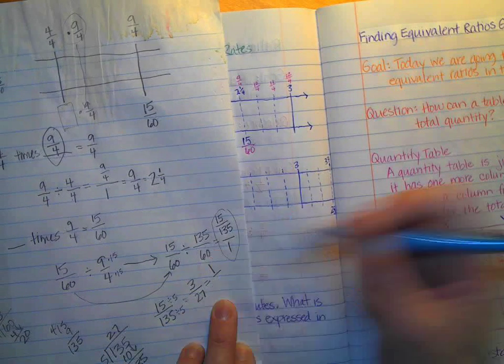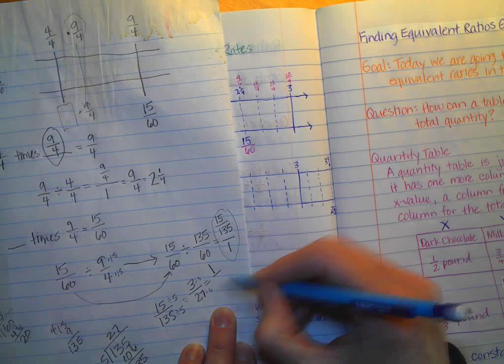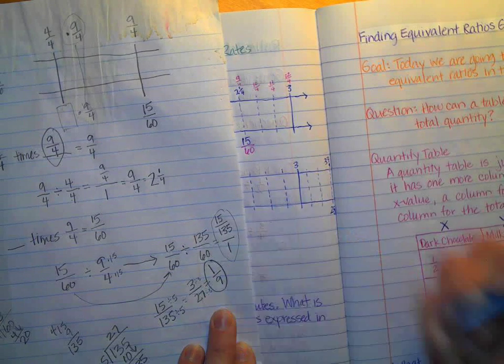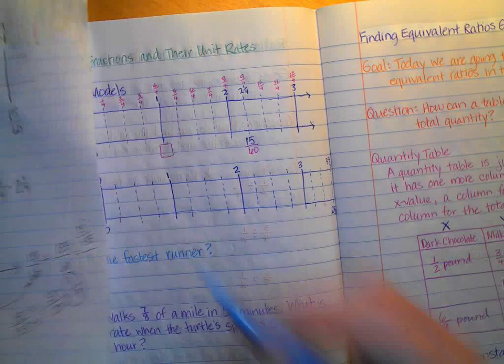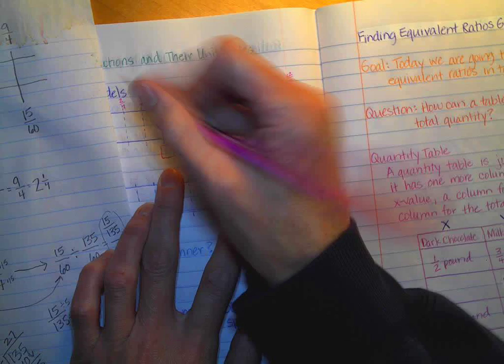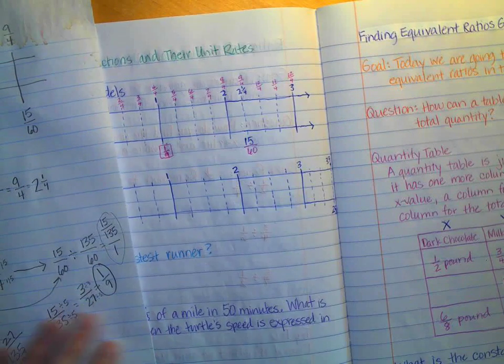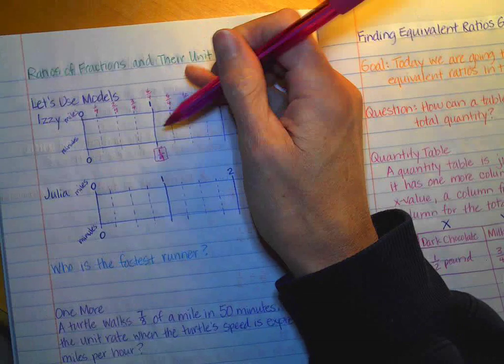Hey, we can find it even smaller. Hold on. 3 goes into 3 how many times? 1. 3 goes into 27 how many times, everybody? 9. So what is our answer? 1/9. So this box right here is 1/9.